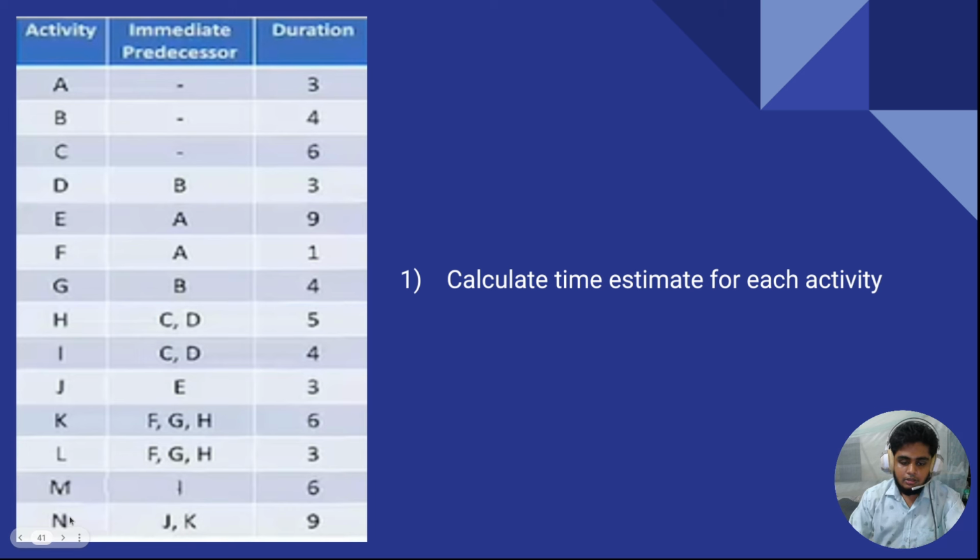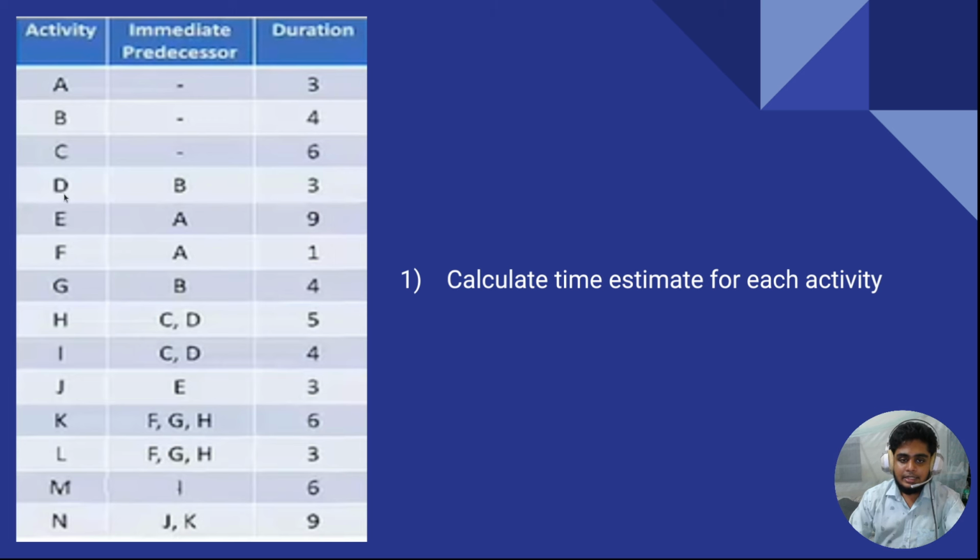So for activity A, the duration is 3 weeks. For activity B, the duration is 4 weeks. For activity C, the duration is 6 weeks. For activity D, the duration is 3 weeks. For activity E, the duration is 9 weeks.